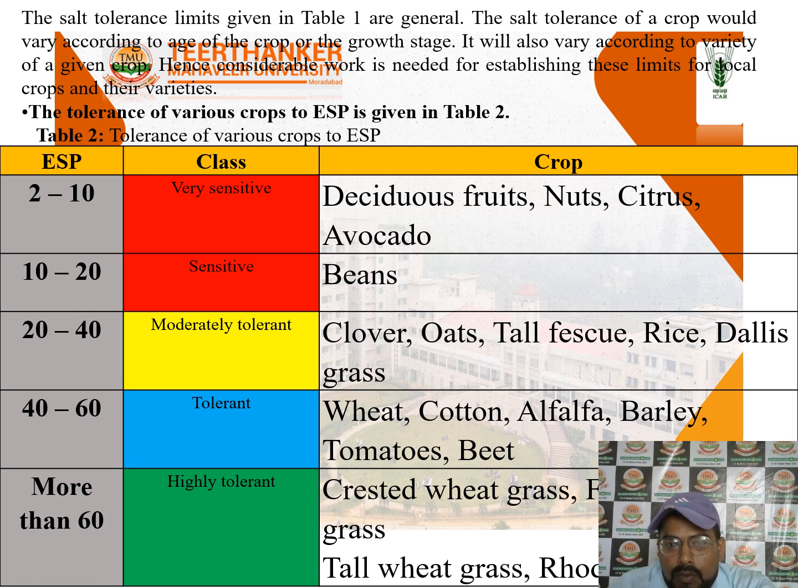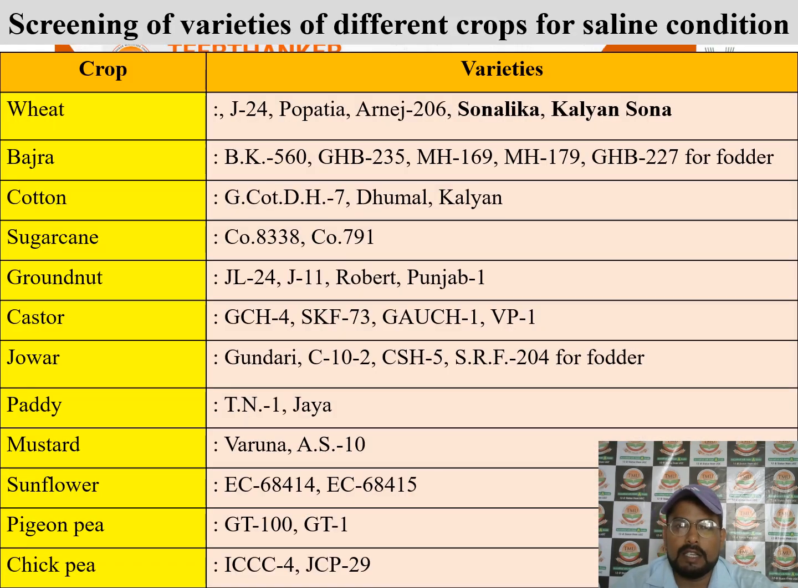Second is 20 to 40, moderately tolerant, growing clover, oats, tall fescue and dallis grasses. Next is 40 to 60%, which is tolerant, with wheat, cotton, alfalfa, barley and tomato. Second is more than 60%, which is highly tolerant, with crested grass and wheat grasses, growing in the crops.